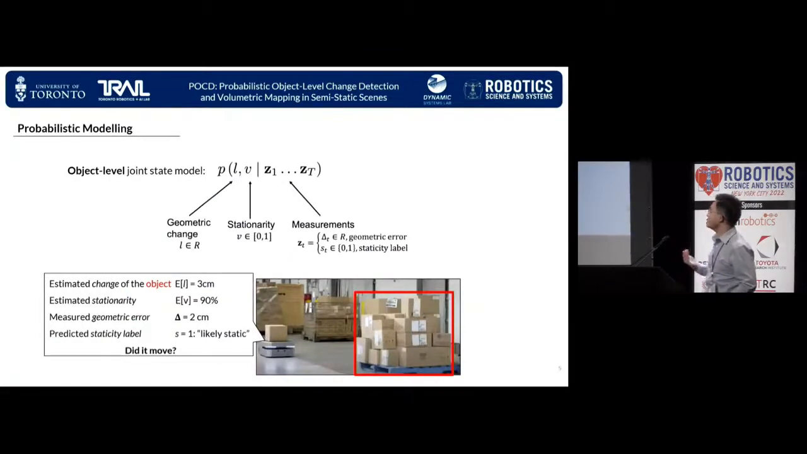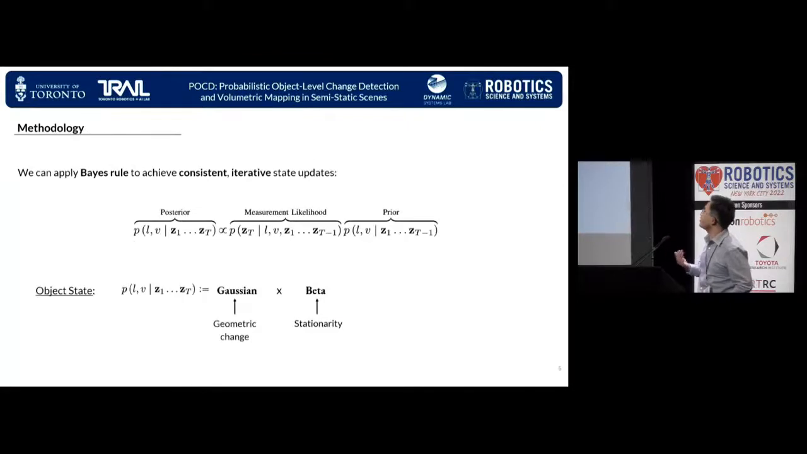So the core of our system is this object-level joint distribution. Imagine our robot encounters a pallet in the warehouse. The current model estimates an accumulated geometric change of 3 centimeters with an estimated stationarity of 90%. However, the current depth measurement indicates a geometric error of 2 centimeters with a predicted stationarity label of likely static. So now our system needs to estimate if the object changed or not.